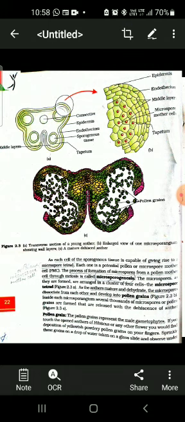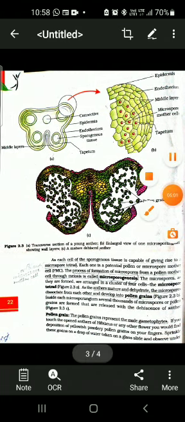So the pollen grain formation has taken place, and we have discussed it up to this point. The remaining part of this lesson will be discussed in the next video.